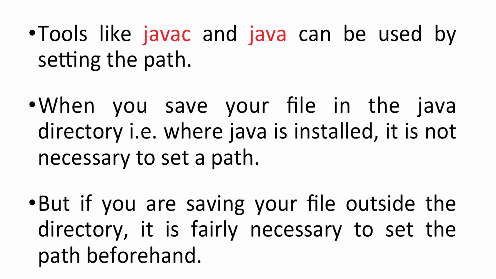But if you are saving your file outside the directory, it is fairly necessary to set the path beforehand. The purpose of setting the class path arises when we have our file outside the working or current directory. So if we are saving our file outside some directory, it is mandatory to set the path beforehand. It will have certain benefits and advantages.